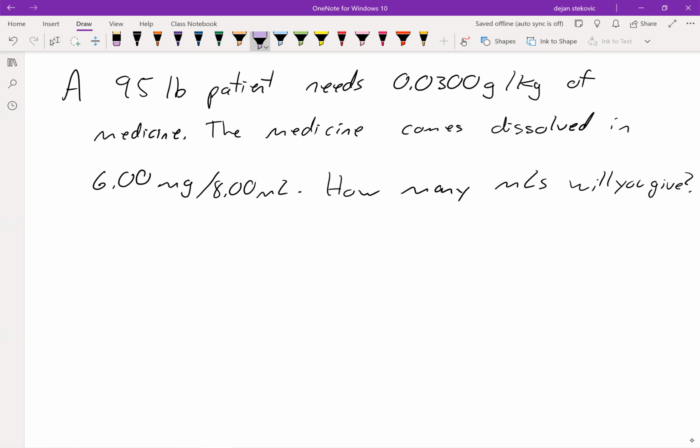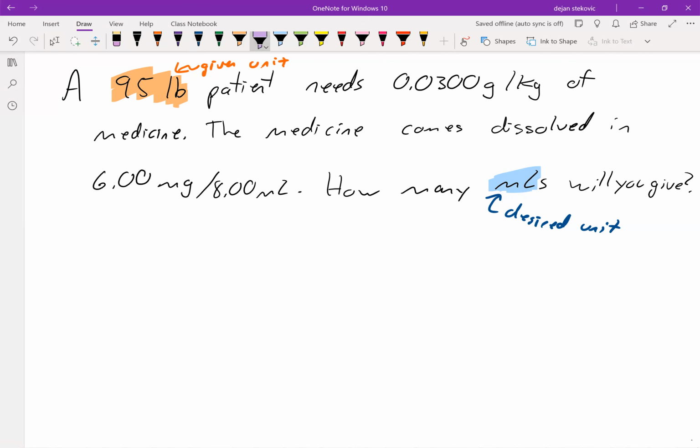So remember, we always want to think about what units we're given, what units are conversion units, and what are desired units. So if we think about the 95-pound patient, that's our given unit. It's the only unit that we're given that is not some sort of conversion unit. If we think about what we want at the end, that goes at the end of the sentence, how many milliliters will you give, right? So that's our desired unit. So we want to get from this 95-pound patient to how many milliliters they're going to get.